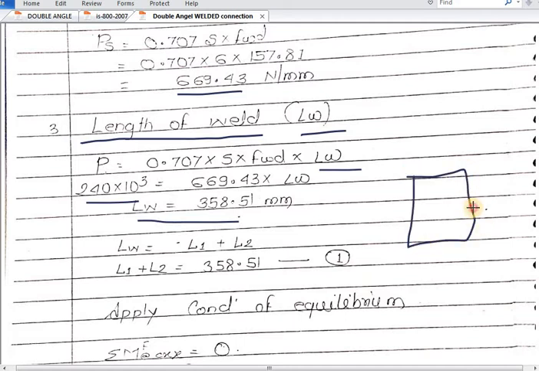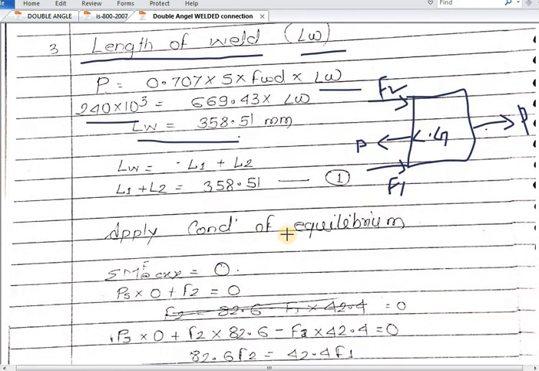This is the angle section in which this is the load P which was given, and it has been balanced. For this balancing there are two forces, this was the F2 force and this was the F1 force. We have to take the moment about CG. So the moment of F1 about CG, F2 about CG, and P about CG. But P is along the same line, so its moment will be 0. So we are taking the moment here.